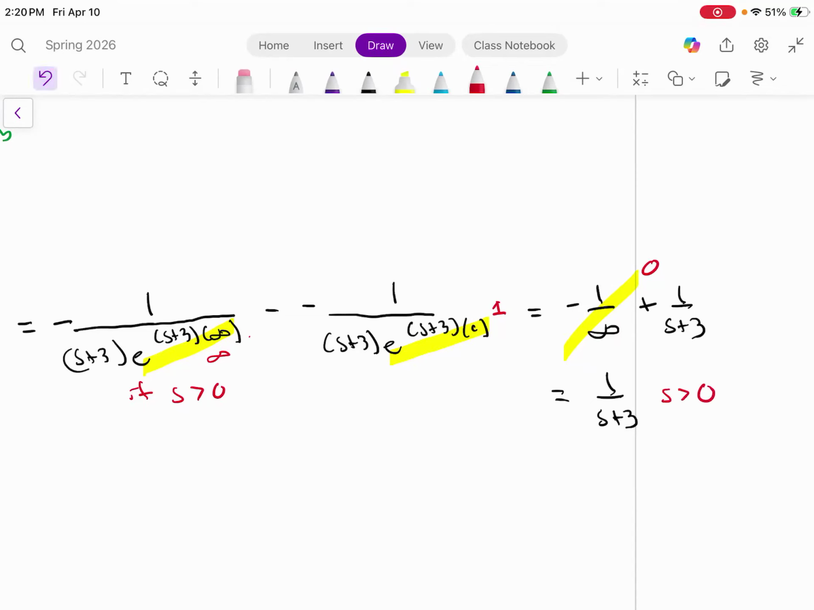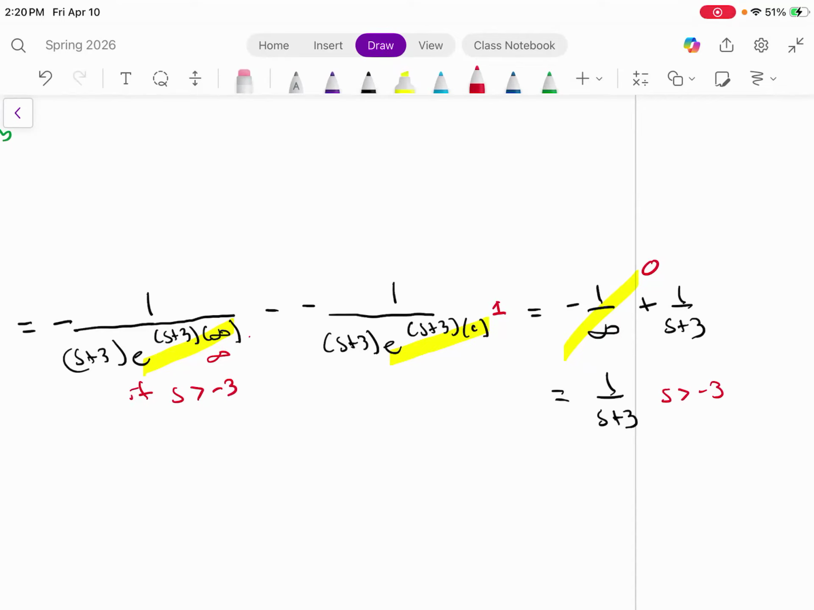Excuse me, not greater than 0. Let me backtrack a bit. This would be if s is greater than -3. Sorry about that. I was treating it as if it was just s, but yes, s plus 3, we need it to be positive. So it needs to be bigger than -3. And so 1 over s plus 3 for s greater than -3.